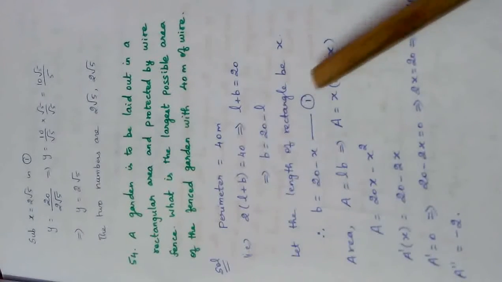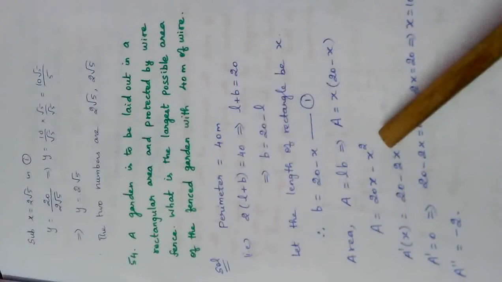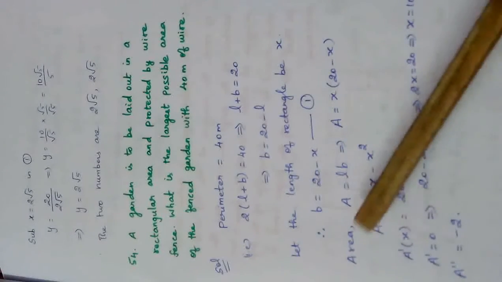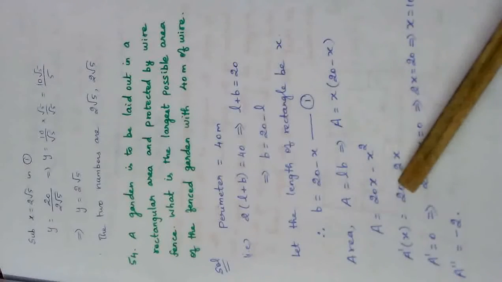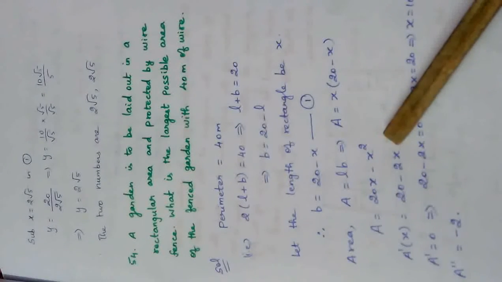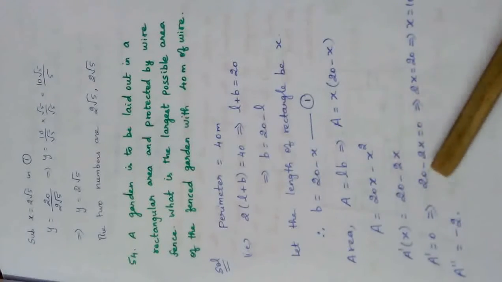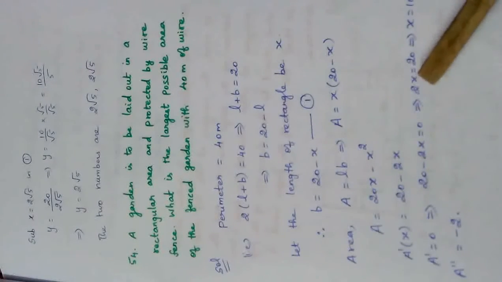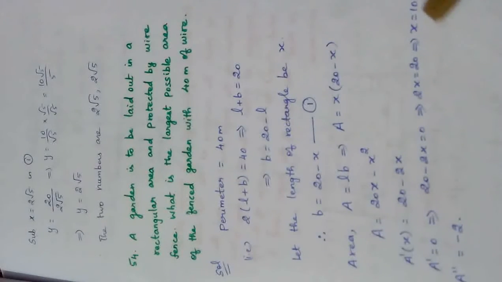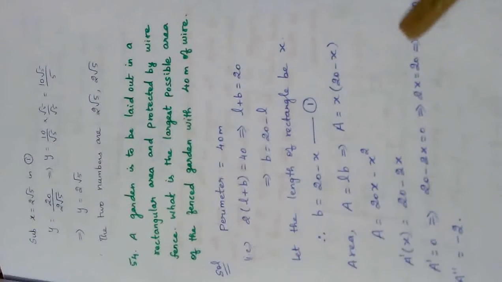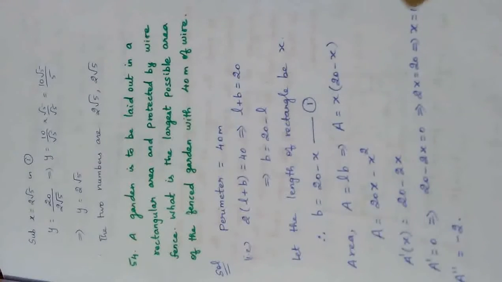Multiplying inside, we are getting the area function. We want this to be maximum, so differentiate this: A dash. 20x means 20, x square means 2x, with minus. After finding the first derivative, what will we do? Put it equal to 0. Take this to the other side and cancel. x is equal to 10. This is called the critical number. I have not written it, but we know very well this is called the critical number.